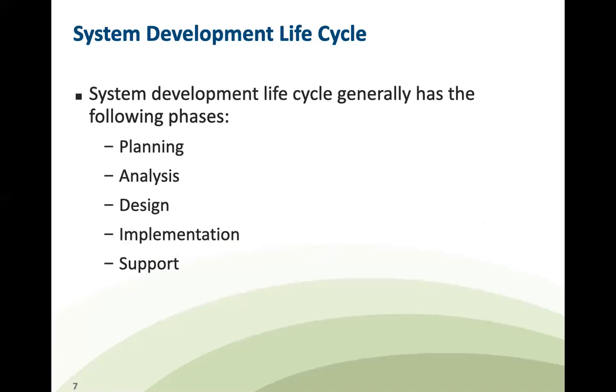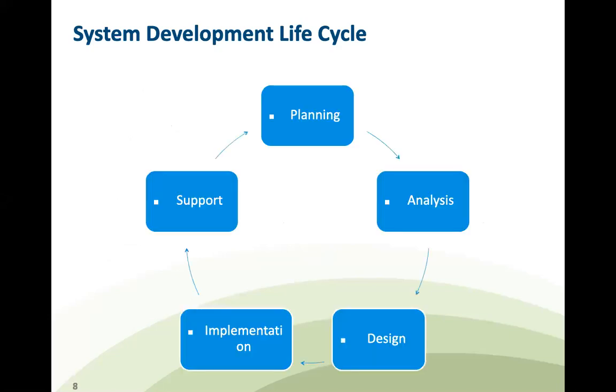In the system development life cycle, you have five phases: initially planning, and then analysis, design, implementation, and support. Basically, by the name itself you can understand it's a cycle. Starting from planning to analysis, design, implementation, and support, then again, with new requirements that are identified, planning can be done again, and then analysis, design, implementation, support. So it's a continuous process.